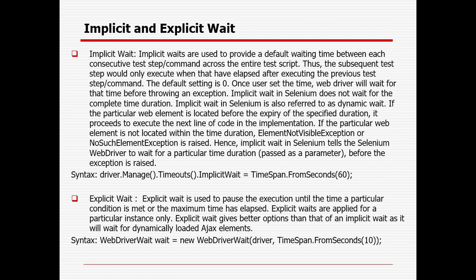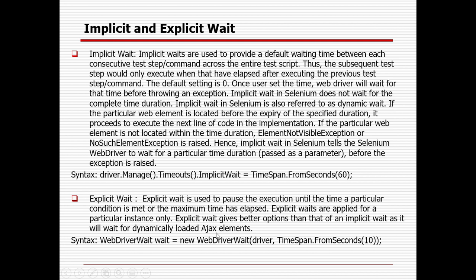So in that case, instead of implicit wait, you can go for the explicit wait where you can give the condition for a particular web element, right? So explicit waits are applied for a particular instance only. Explicit wait gives better options than implicit wait, as it waits for dynamically loaded Ajax elements.